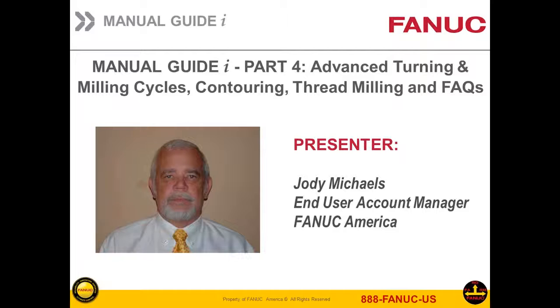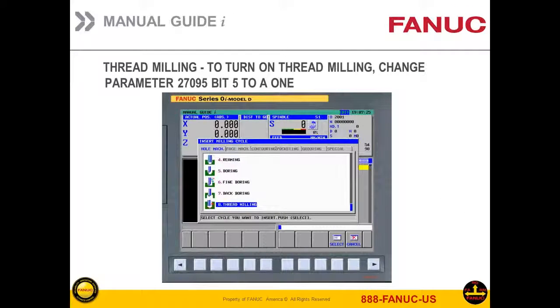Thanks, Mark. And as you said, today we're doing Part 4 of our series on Manual Guide I. What we're doing today is some of the more advanced cycles. The first thing that we want to cover today is thread milling. This is something relatively new in Manual Guide I. And to be honest, it might not be on if you purchase a new machine. It's typically in the hole machining cycles within Manual Guide I, but a lot of machines come in from the builders and it will not be turned on. So you have to go into your parameters and actually turn it on.